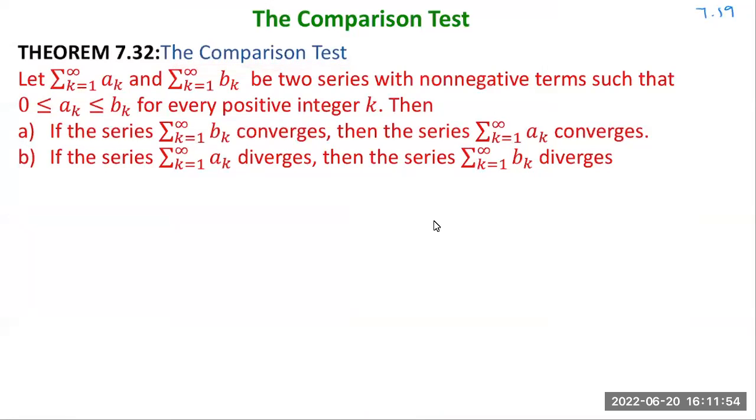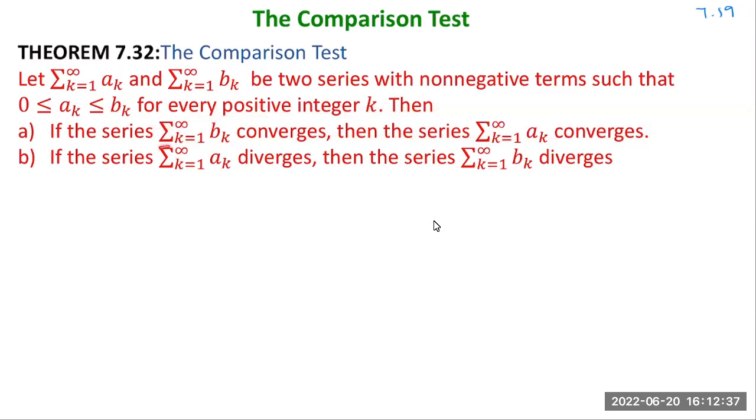Let the sum from k = 1 to infinity of a_k and the sum from k = 1 to infinity of b_k be two series with non-negative terms such that 0 ≤ a_k ≤ b_k for every positive integer k. Then if the series sum of b_k converges, then the series sum of a_k also converges. Intuitively, you should be able to see that this statement is true. How do you see this intuitively?